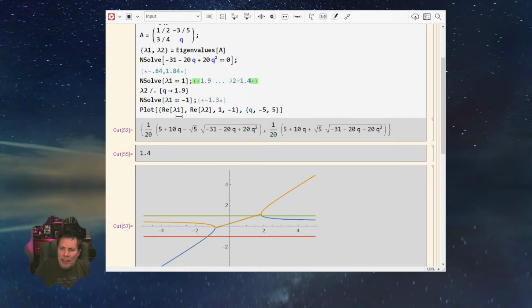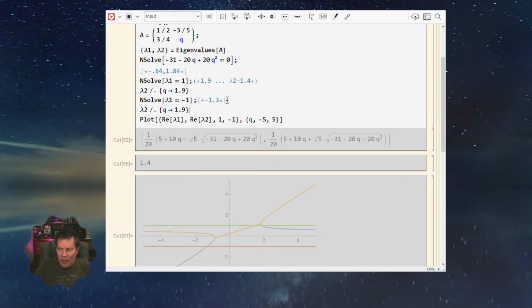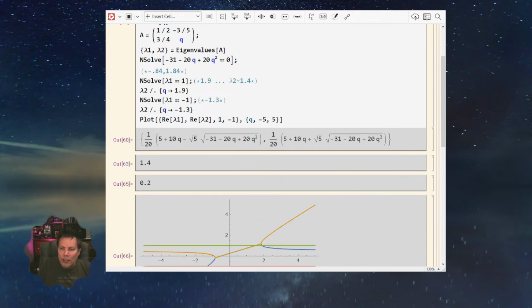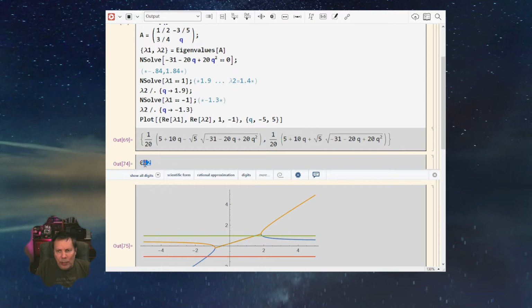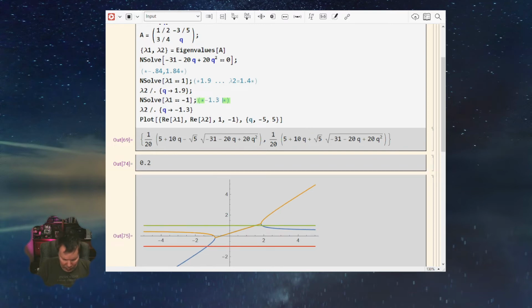Now, what about this negative 1.3 here? Well, let me do the same thing over here. Let me take this, I'll copy it down here, and let's put in a negative 1.3. Well, I notice, actually, let me hide this. I notice that I get a 0.2. So for this one, my lambda 2 turns out to be 0.2.